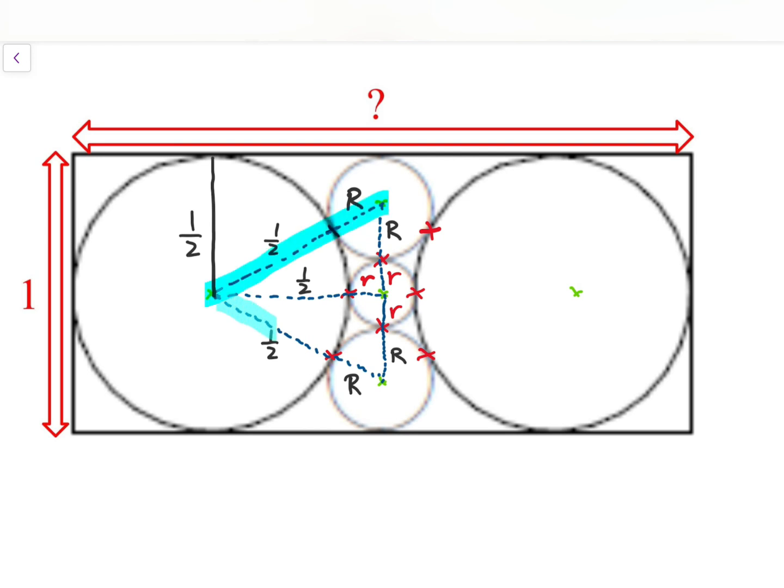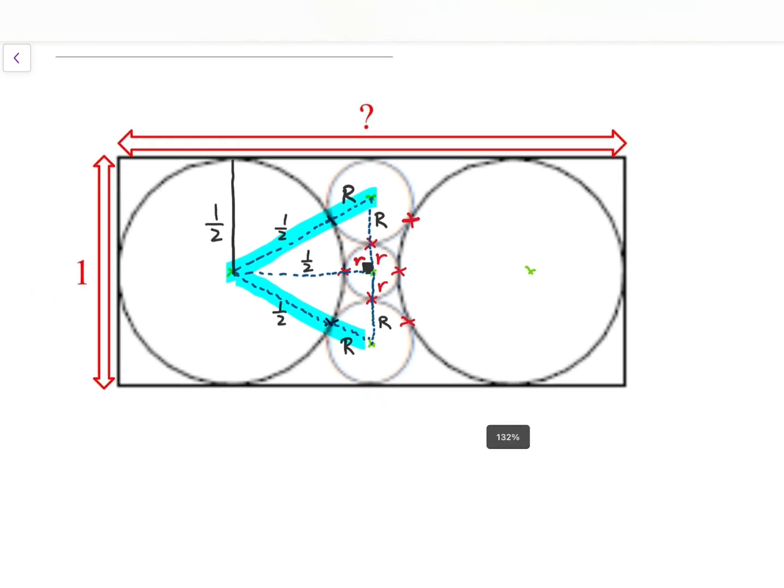these sides of the triangle have lengths 1/2 plus big R. And since the green dot at the middle is the midpoint of the base of the isosceles triangle, that means we have a right angle in the middle. We have a right angle here.